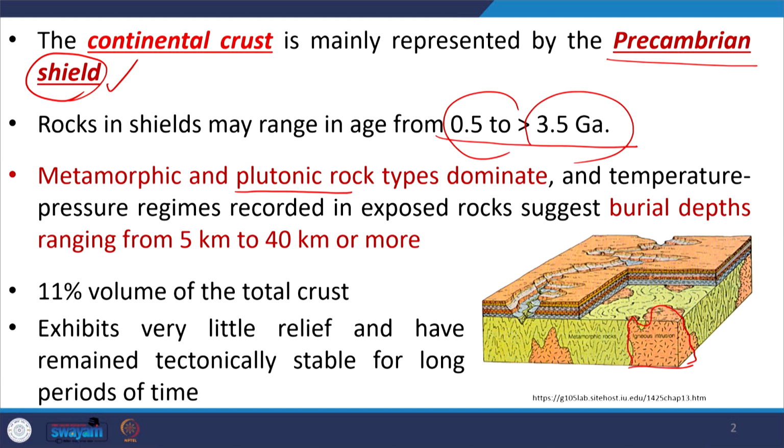And the temperature-pressure regime recorded in exposed rock suggests a burial depth ranging from 5 to 40 kilometers. That means if the continental crustal thickness is, as we believe, around 40 kilometers, then the earth's crust which was formed at that time has undergone metamorphism up to 40 kilometer depth, and those rocks are now exposed at the surface.